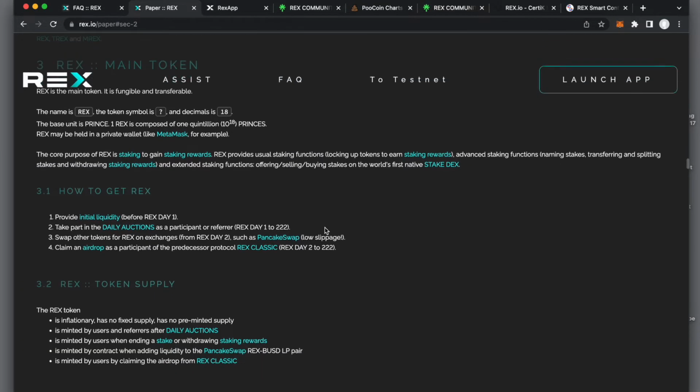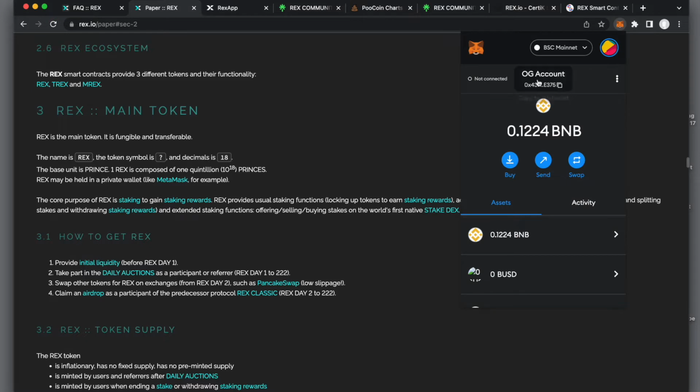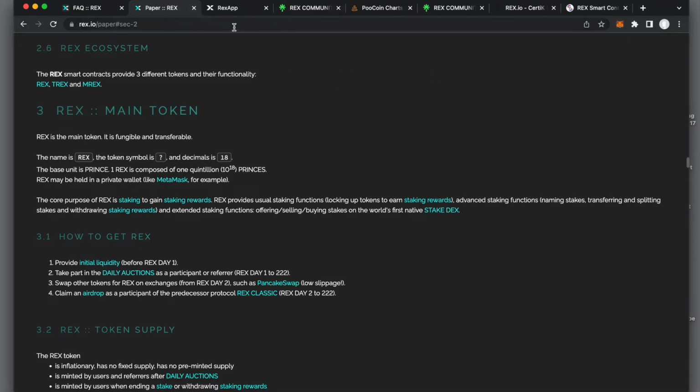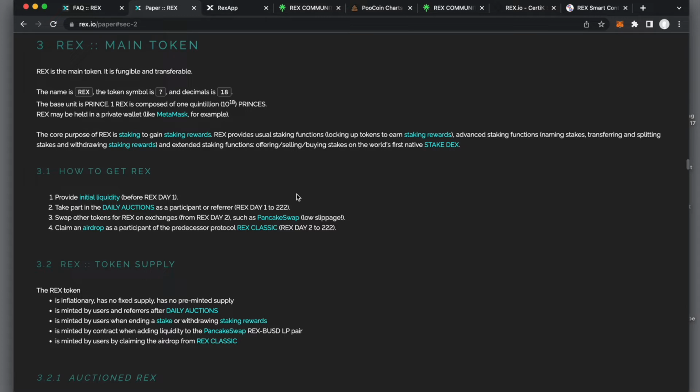So here we are in the white paper in section 3. In the earlier videos, I showed in general how to set up your MetaMask for Binance Smart Chain and how to connect your wallet to the Rex app. And so I'm assuming you will have either gone through that or you already know how to do that. And I'm going to start going through this section on the Rex main token.